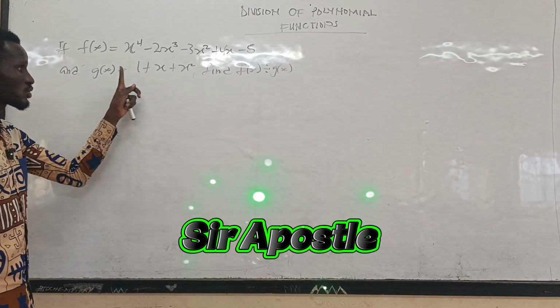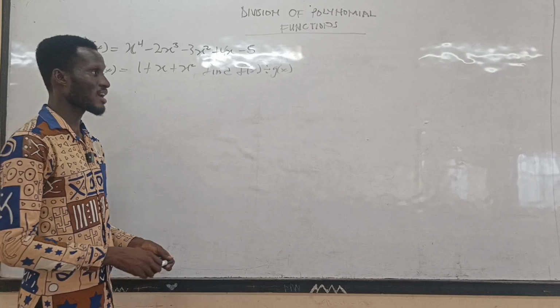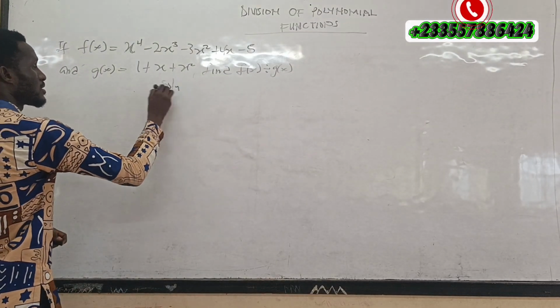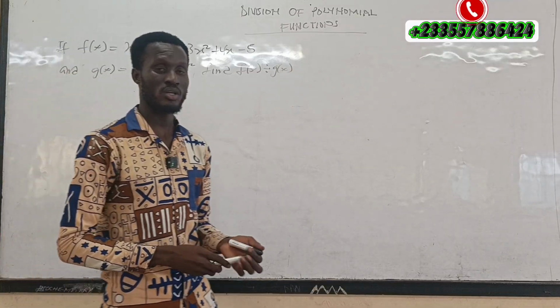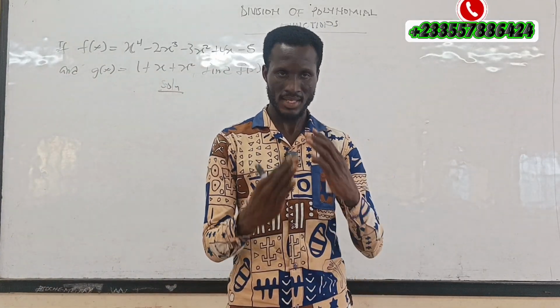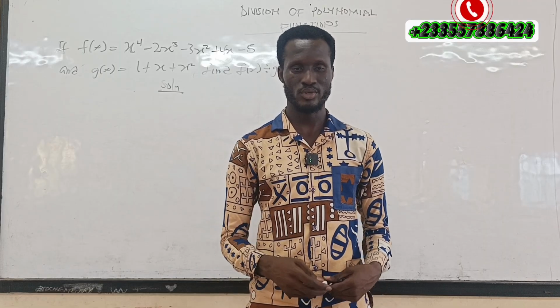And then g of x is 1 plus x squared. Find f of x divided by g of x. Don't forget that we are going through the same process. So if you haven't watched the previous video, go and watch and then check the step-by-step process. Yes, so this one I'm going to go through the process again.